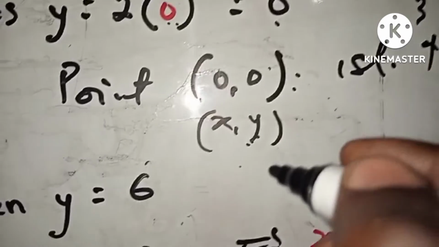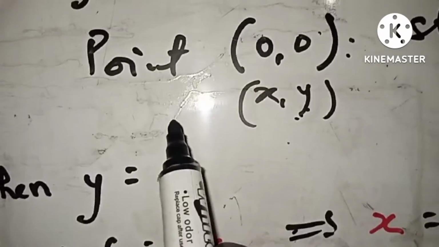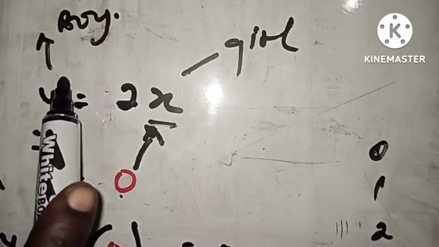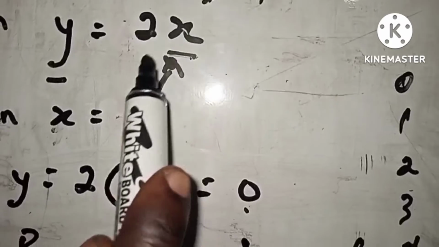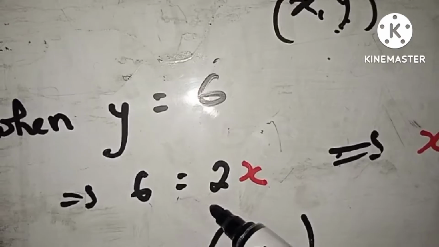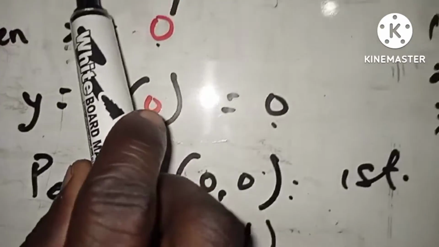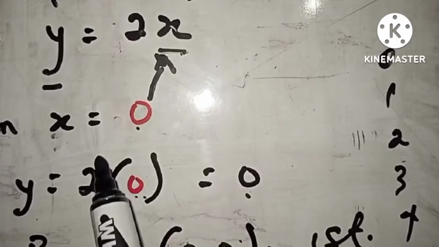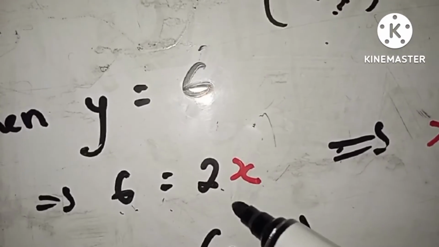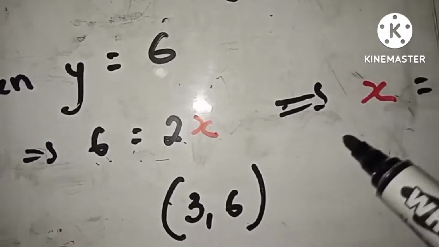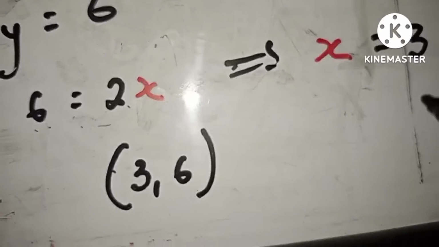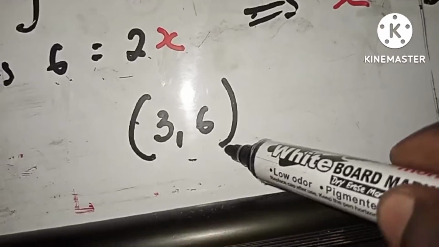Here I'm going for y equal to 6. So when y is equal to 6, maybe let's say the boy is 6 years old in this case, and then you have to determine the age of the girl. So y is equal to 6, and this is the equation that we have: y is equal to 2x. Whatever you see the y, we are going to replace that by 6. So 6 is equal to 2x. You just need to solve this simple equation, and this means that x is equal to 3. Now you have 3 comma 6. So this is the second point.